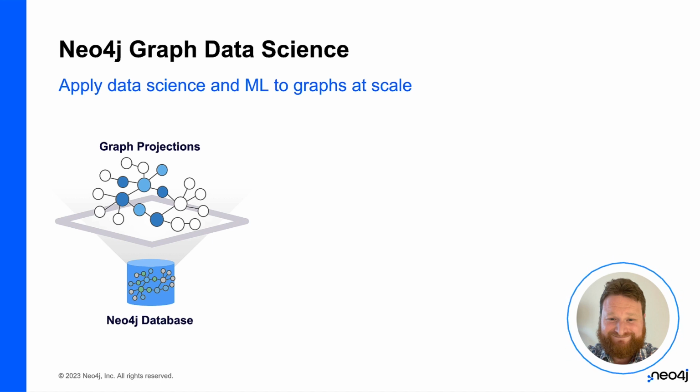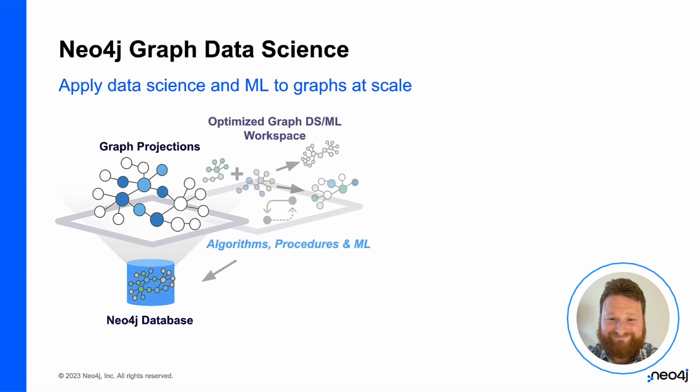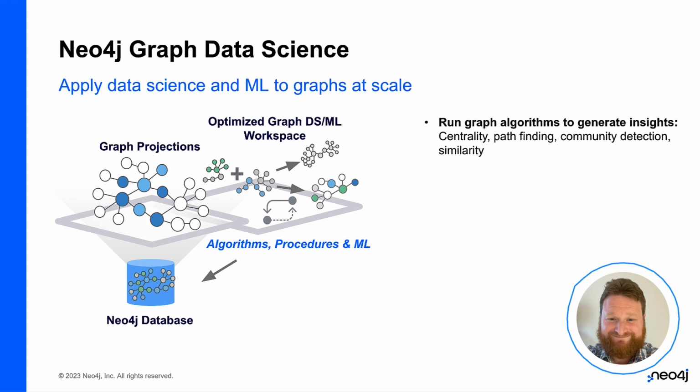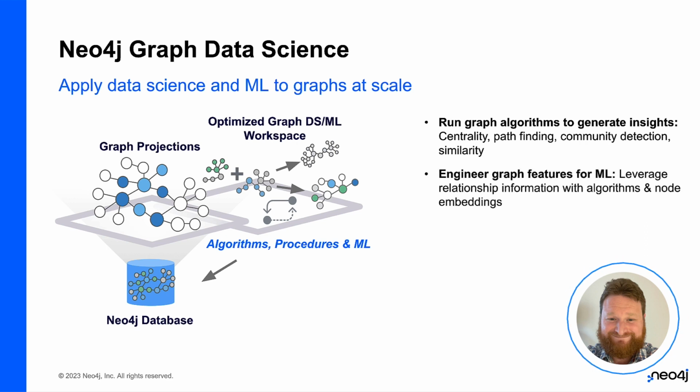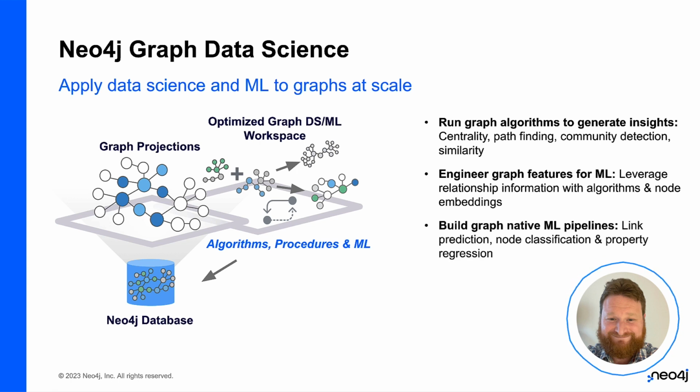And the data science part of that platform is being able to take data from the database and also from external sources and creating something called a graph projection. And having these graph projections live inside of an optimized workspace, basically a workspace that's massively parallelizable, where you can run different graph algorithms and different computations very efficiently. So this is things like running centrality, pathfinding, community detection, similarity. These are all different types of graph algorithms that can provide insights and value.